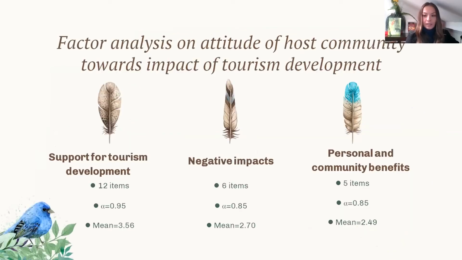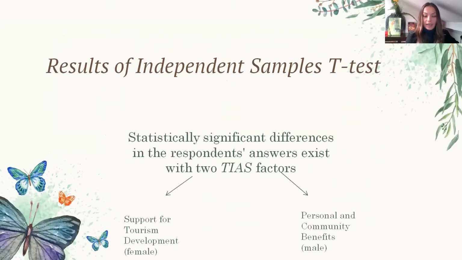Principal component analysis, PCA, with Varimax rotation was implemented to identify dimensions of the tourism impact attitude scale. It showed 3 dimensions, which are named support for tourism development, negative impacts of tourism development, and personal and community benefits. An independent samples t-test was implemented to identify potential differences in respondents' answers regarding their gender and the TIAS factors.